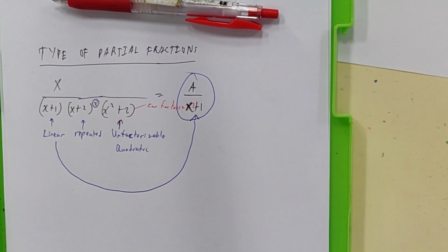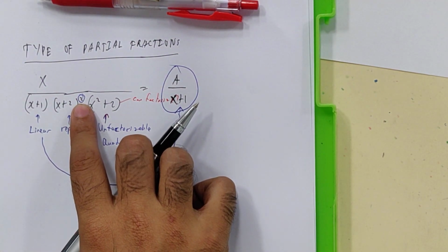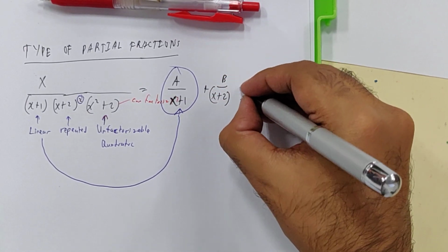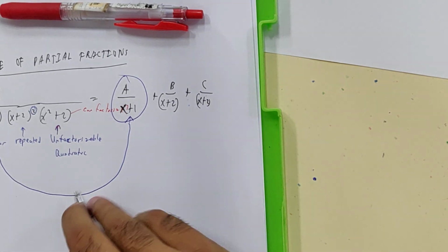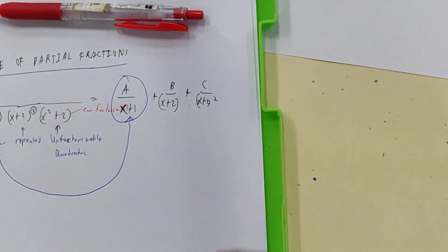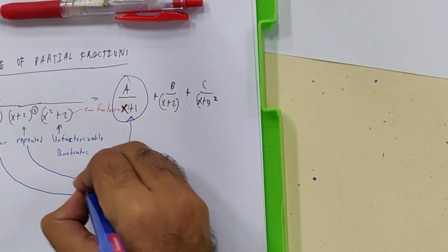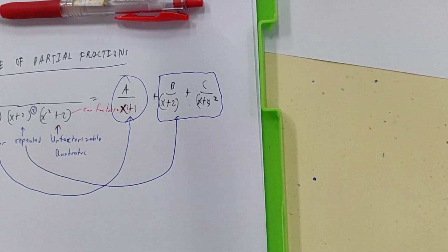Let's move on. Now what about the repeated? You will have 2. You see this is power of 2. So plus B over x plus 2 plus C over x plus 2 squared. You must double it. So that also means if you have power of 3, there is one more, plus D over x plus 2 cubed. But that's not in your syllabus. You okay?